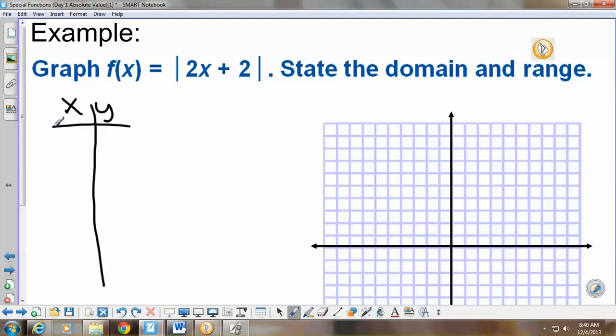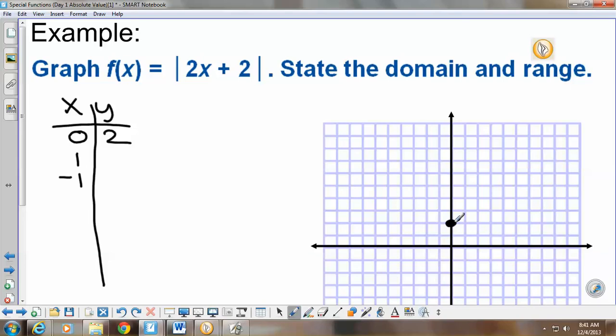We get to select values of x. Remember, I would recommend starting with 0, 1, and -1. It kind of gives you a good starting point. You're going to have to pick more than that, but it's just a good starting. So substitute 0 into your function. 2 times 0 is 0, and 0 plus 2, 2. And the absolute value of 2 is 2. So our first ordered pair is at 0, 2.